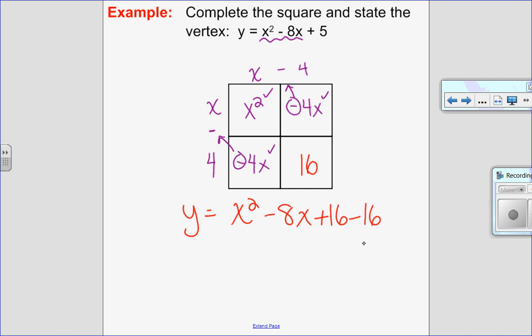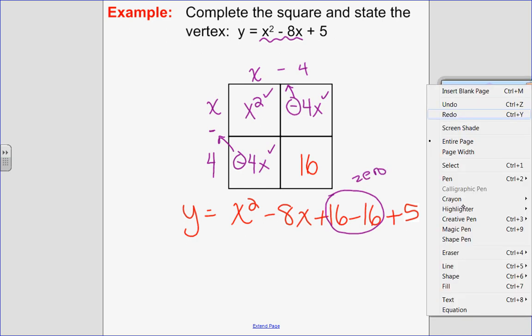So what I've added right now is 0. 16 take away 16 is 0. And then I add on my plus 5 from above. So I have not changed the question, because the 16 minus 16 in here is actually equal to 0. So I've really just added on nothing.